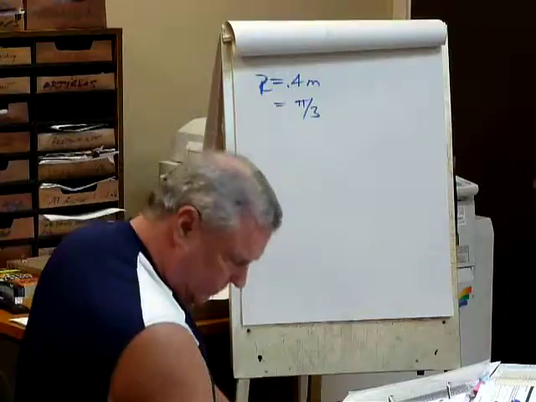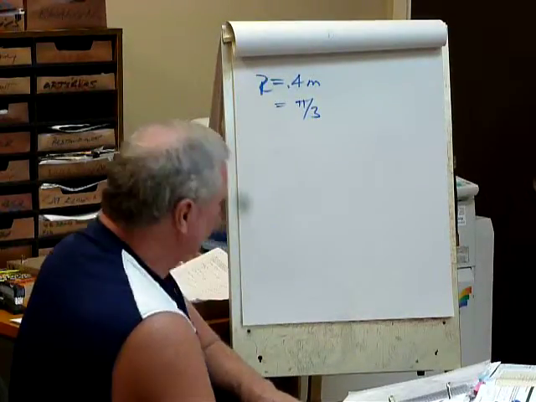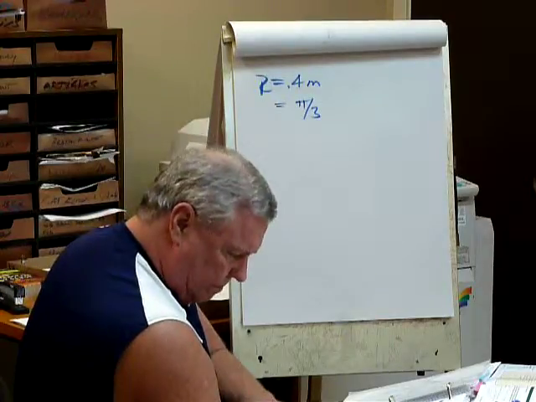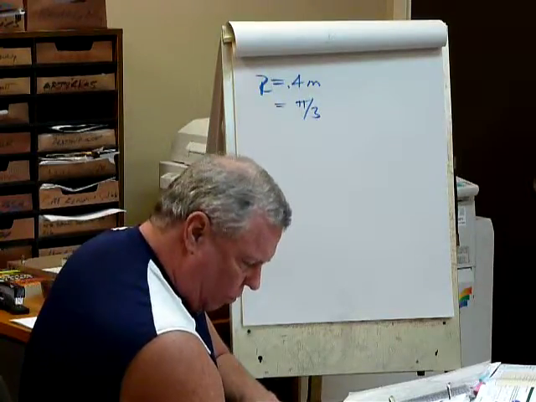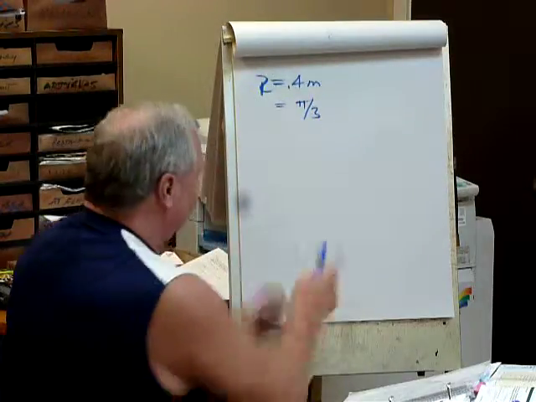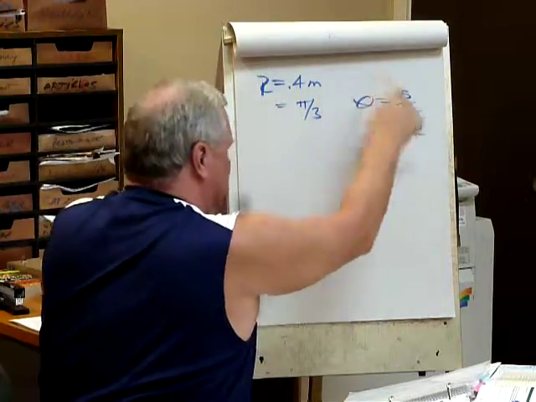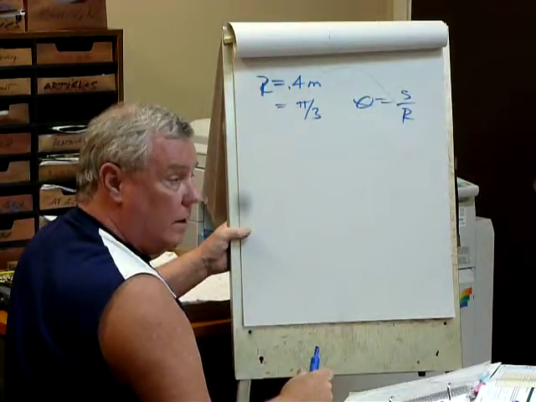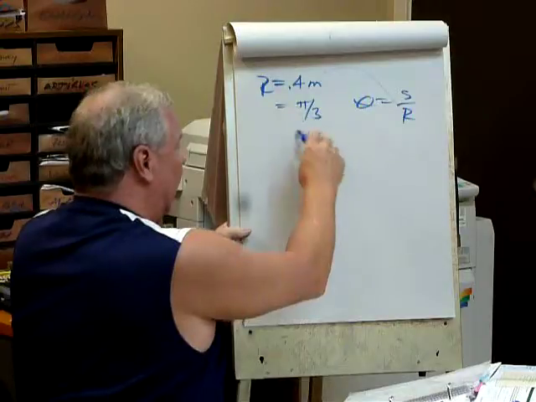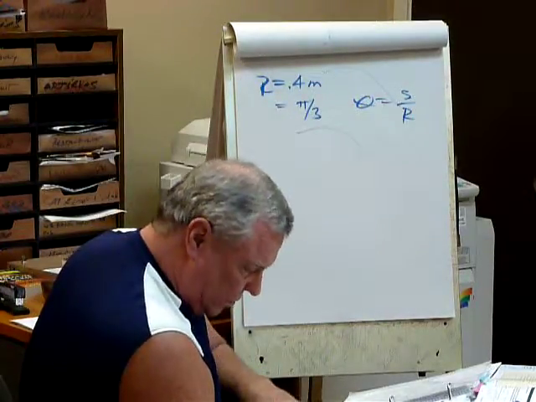So what do we have to use instead of degrees? We have to use rads. So 60 is pi over 3. We want theta equals S over R. The R part is easy, that's 0.4. And the S is the arc length, and the theta is the angular displacement. So that's the only question here.